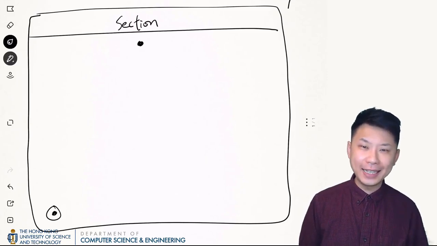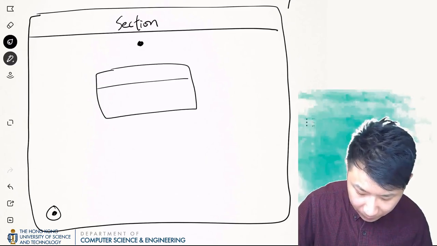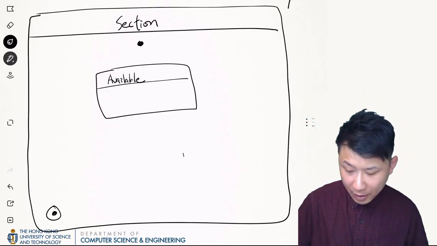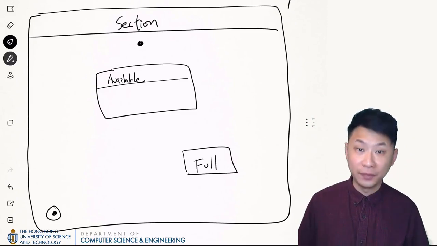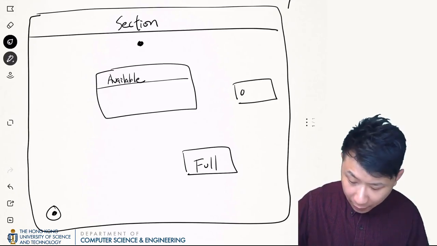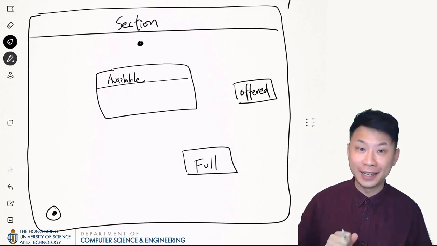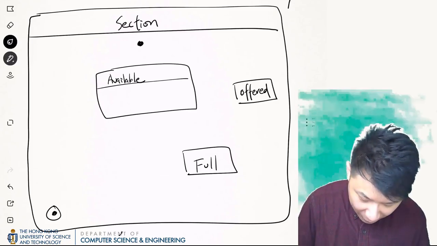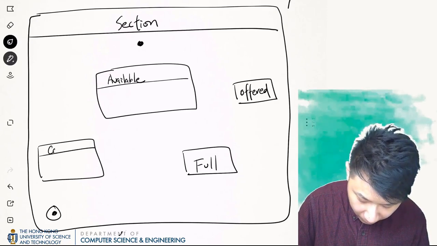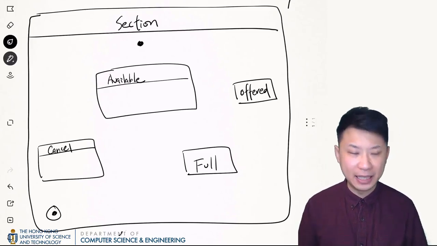So a particular course section may be either available, so we will have the state called available, or it may be full, right? That means we don't have any seats available within the section. Or eventually the section may be over. After the drop period, if we have enough students in the class, then we're going to offer the class. And finally, if we don't have enough students, then we may cancel the class. So these are the possible states that we can have within the state machine diagram.